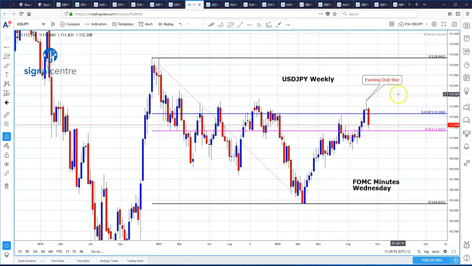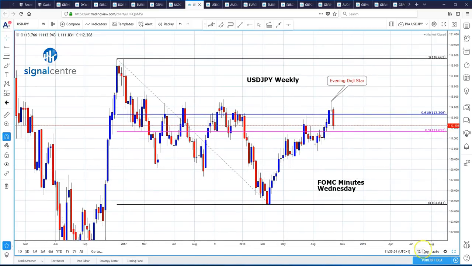Dollar yen, evening doji star formation posted, often seen at the top of a trend. FOMC minutes on Wednesday, I'd expect some volatile corrective price action probably until that point. This is quite pivotal. If we look here, 112.97, it's going to be very close to the Marabozu level from last week. It's also a big figure, and it's also a swing high from here.